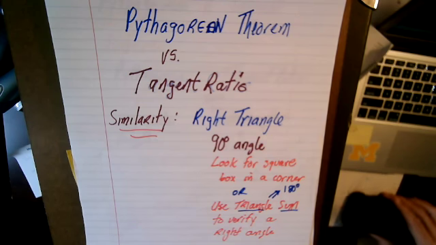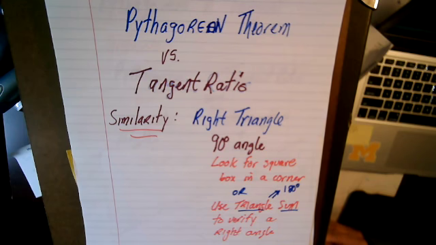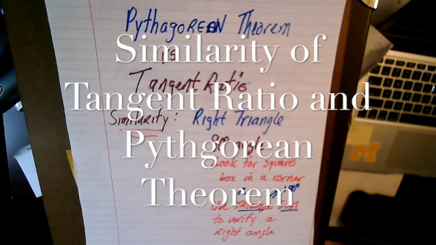This is a review for the Pythagorean theorem and tangent ratio quiz 4.2. And I want to go over a few things that I noticed from the first take of the quiz. First of all, we have to make a distinction between the Pythagorean theorem and the tangent ratio. And one of the ways to look at that is to look at what's similar about them.